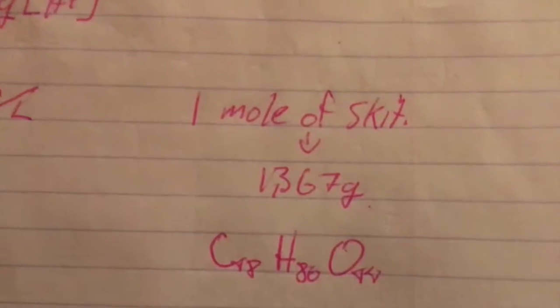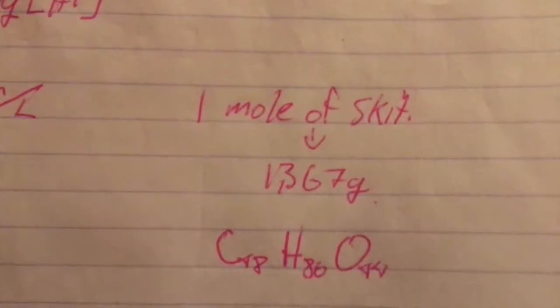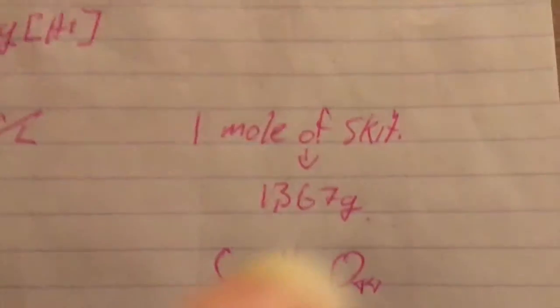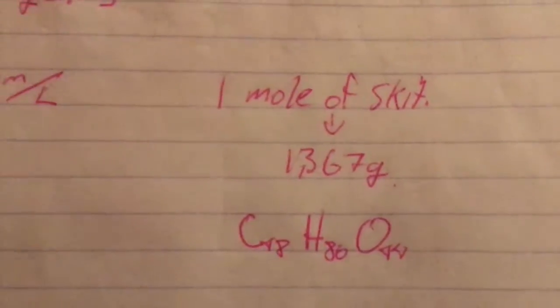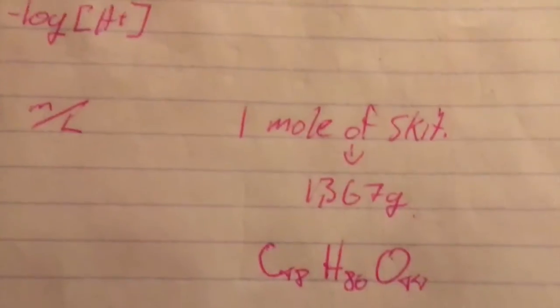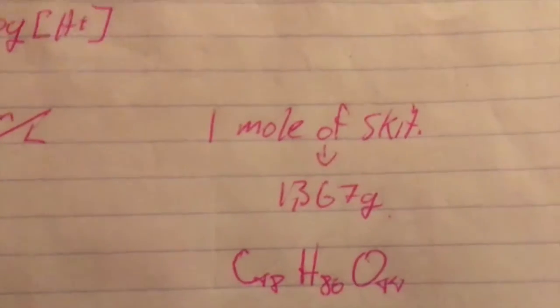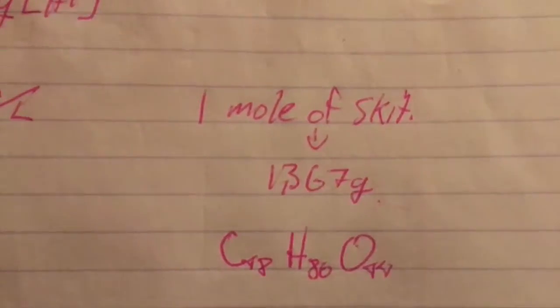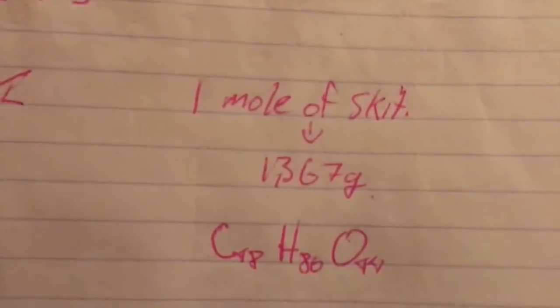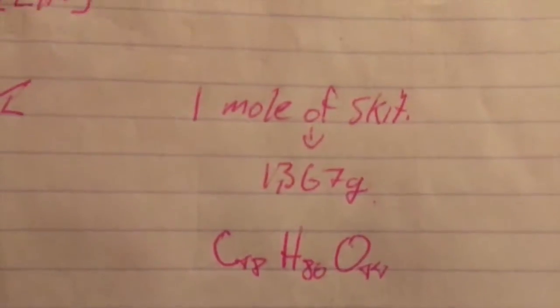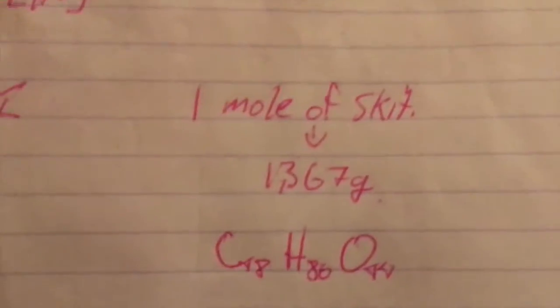I found out that 1 mole of Skittles is 1,367 grams, because the chemical composition of Skittles is C48, H86, and O44. If you remember, we add up all these values to find the amount of grams 1 mole of Skittles would equal, and it's that. It's a large number, so we're going to have to limit our Skittle value.